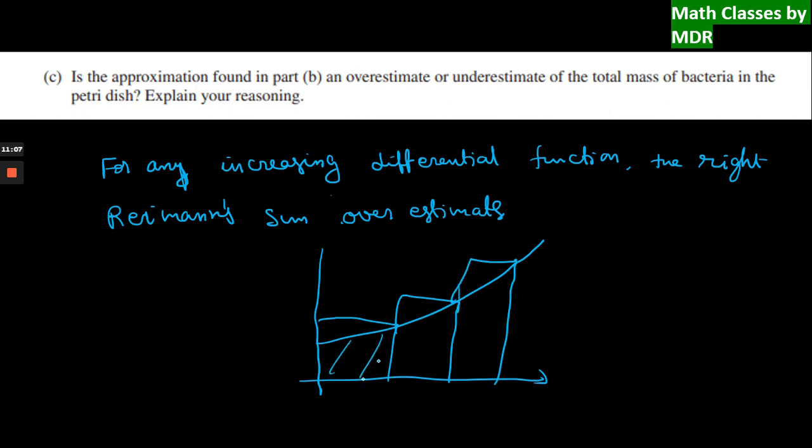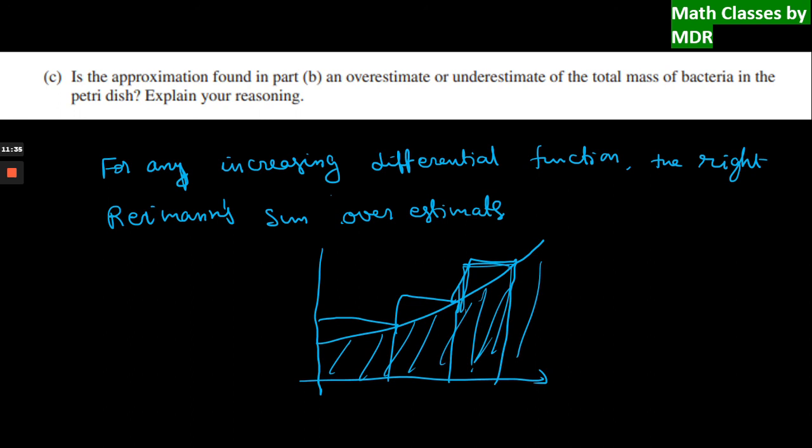So actually it has to be this area, but you can see here the area we have taken under these rectangles is always greater than the area under the curve. So when you come across an increasing differentiable function, the right Riemann sum overestimates. If it is the left Riemann sum, that underestimates the total mass. So that's the answer for C.